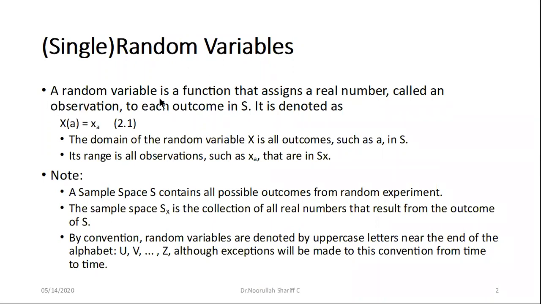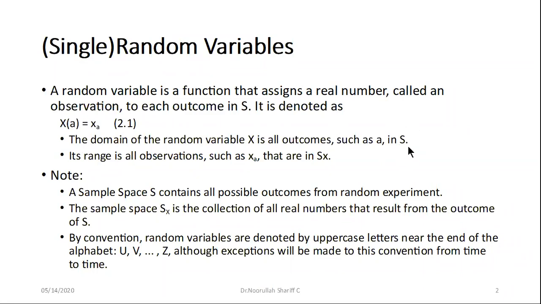So a random variable is just a function that assigns a real number. This is very important: a real number, called an observation, to each outcome in S. It is denoted as X(a), or X suffix a. So a might be a particular case of a random variable. The domain of the random variable X is all outcomes such as a. So a becomes the outcome.